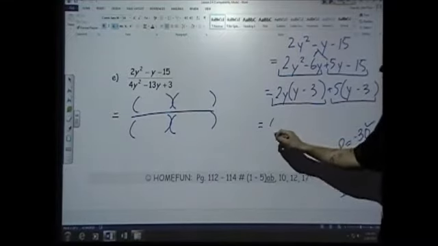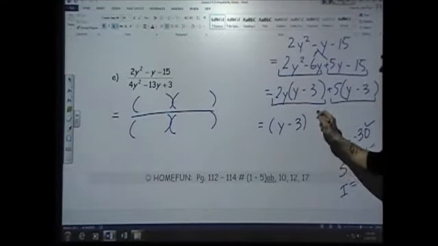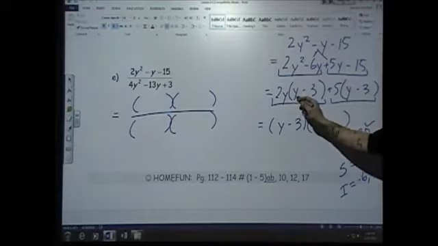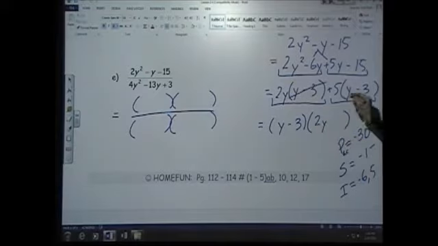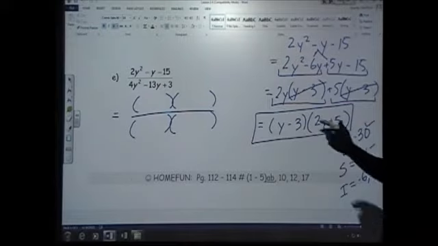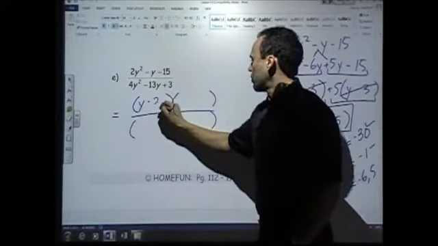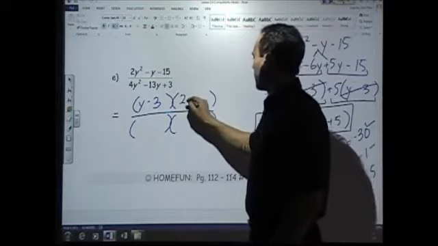Now between those two terms, I can factor out the bracket, which is y minus 3. If I factor it out from the first, I'm left with 2y. And from the second, I'm left with plus 5. This is the factored form. So I'm going to write that here: y minus 3 and 2y plus 5.